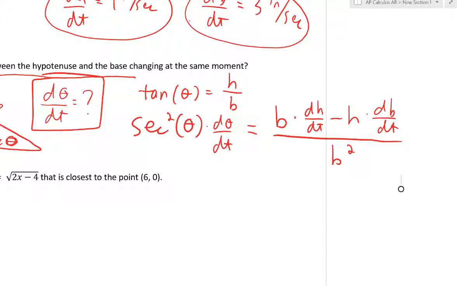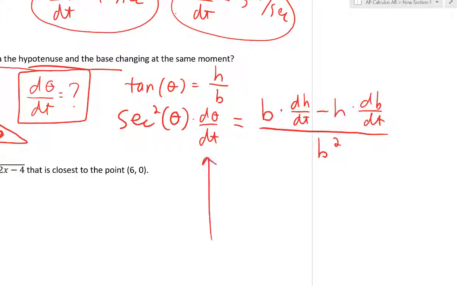There's all kinds of stuff happening in that equation. Our goal, though, and this is what you've got to keep in mind, is for us to find d theta dt. We want to know that, and we happen to know the base, dh dt, the height, and dB dt, and we know the base that's down here too. It's the same base.